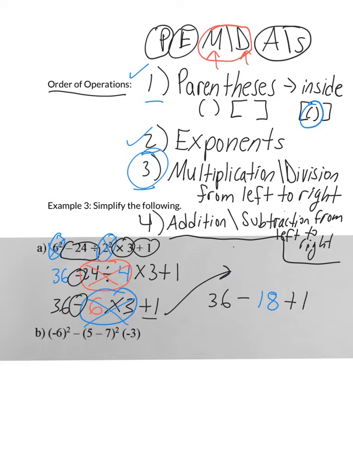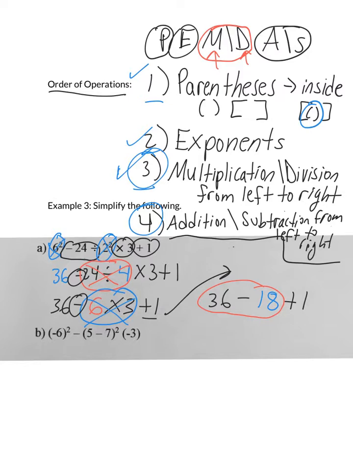So see how I chip away at it piece by piece, and I just keep skimming left to right for each step. Now there's no multiplication or division left, so step 3 is done. Step 4, addition and subtraction. And again, whatever's further to the left takes precedence. So as I go from left to right, I see that subtraction comes before addition, so I'm going to subtract before I add in this question.